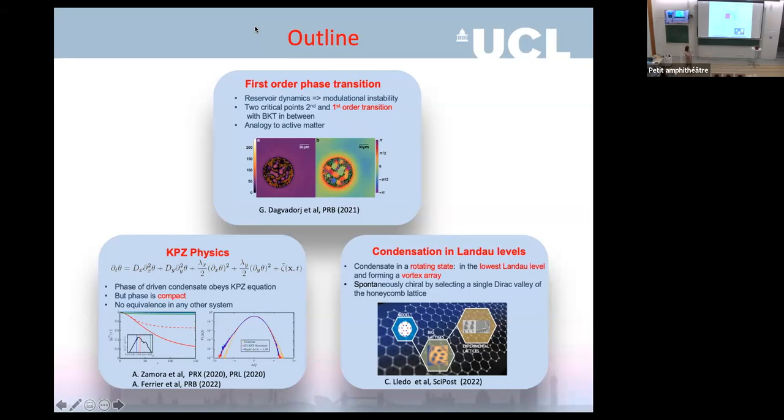So now moving from two-dimensional quantum fluid to solids, and how we can engineer condensates in the lowest Landau level, which means we have a natural rotation in the system, and the system will be spontaneously breaking time reversal symmetry in that context.